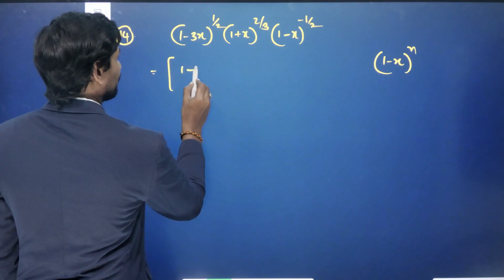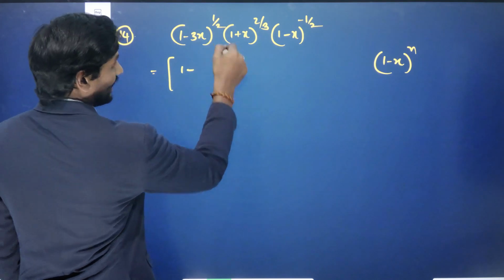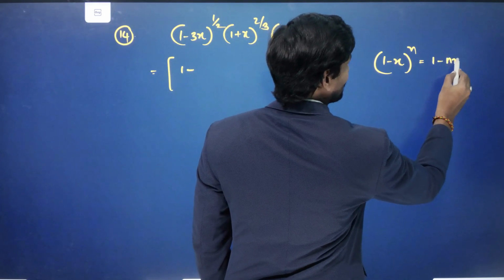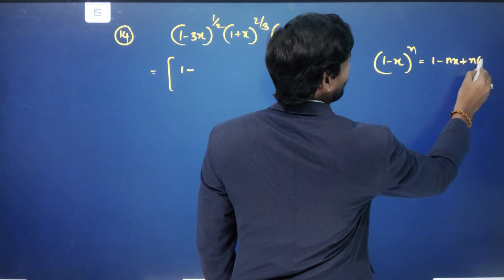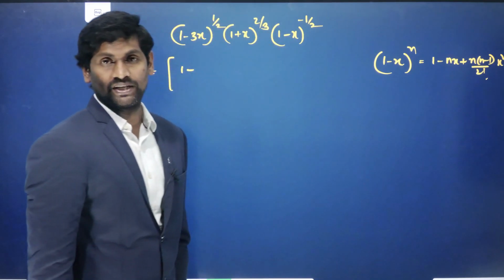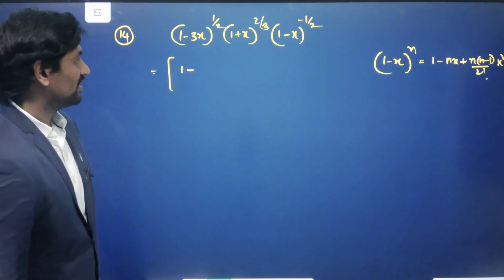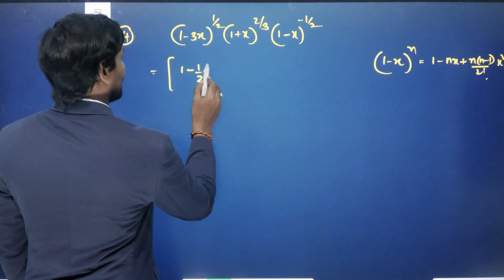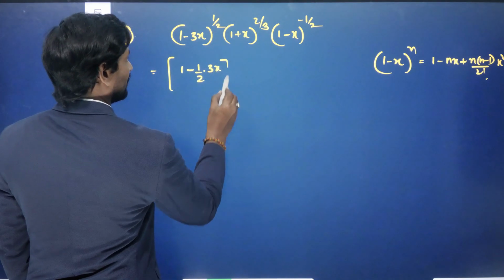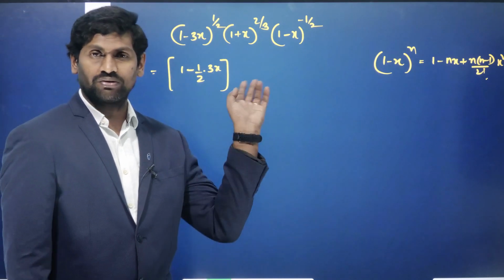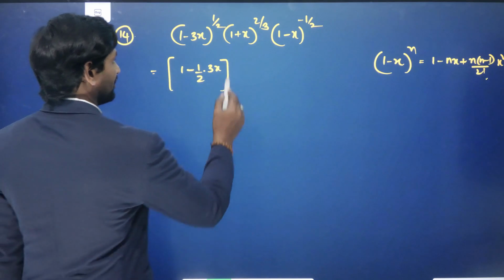That means 1 minus nx, right? When you expand this one, 1 minus nx plus n into n minus 1 by 2 factorial into x square, like this will come expanded. So 1 minus n value is 1 by 2 into x value is 3x. We cannot write that x square because it is already neglected. X square we can leave it.